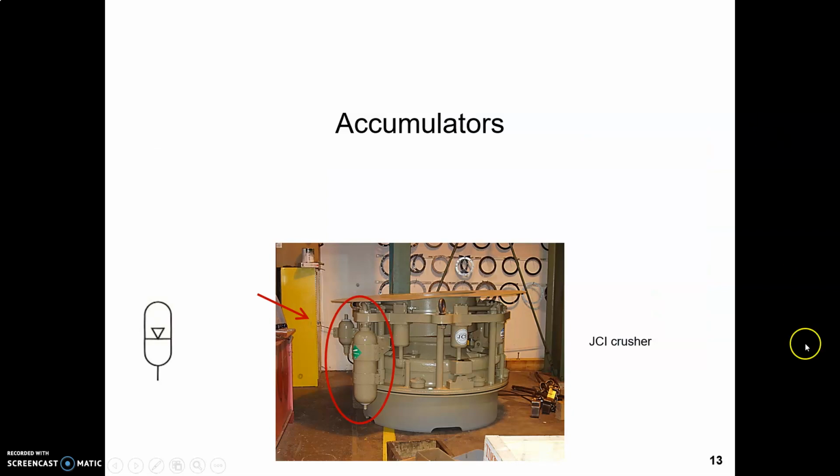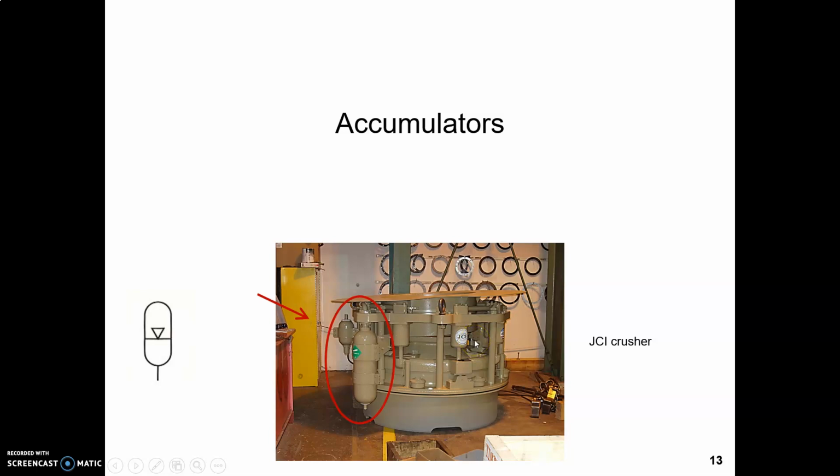Finally, accumulators. Here's an example of an accumulator. An accumulator is like a shock absorber, and in this rock crusher, this is just the top half of a rock crusher, if some tramp iron comes through the crusher like a bulldozer tooth gets in there that shouldn't be in there, it can't be crushed like a rock can. So when the crusher comes down on that tooth, it generates real high pressure.